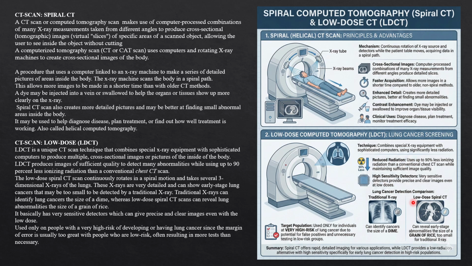Now we have the CT scan, or spiral computed tomography, along with the low dose CT or LDCT. So the spiral or helical CT scan has principles and advantages. The mechanism is continuous rotation of the X-ray source and detectors while the patient table moves, acquiring the data in a spiral path. Whereas LDCT is a technique which combines specialized X-ray equipment with sophisticated computers using significantly less radiation.